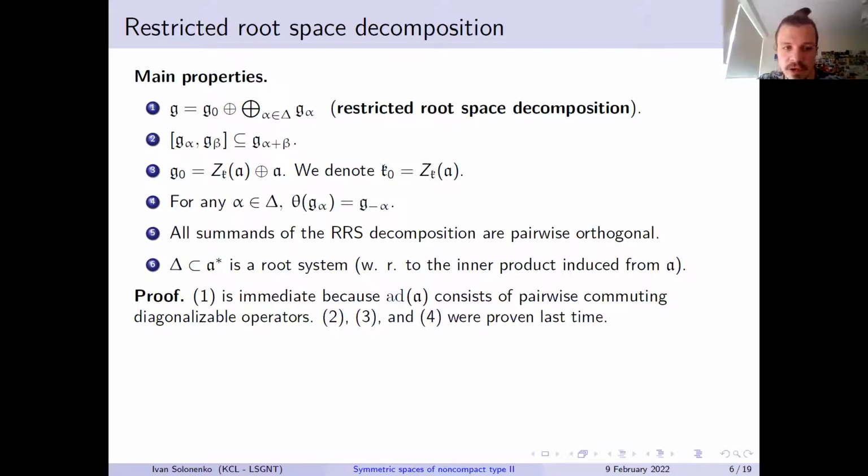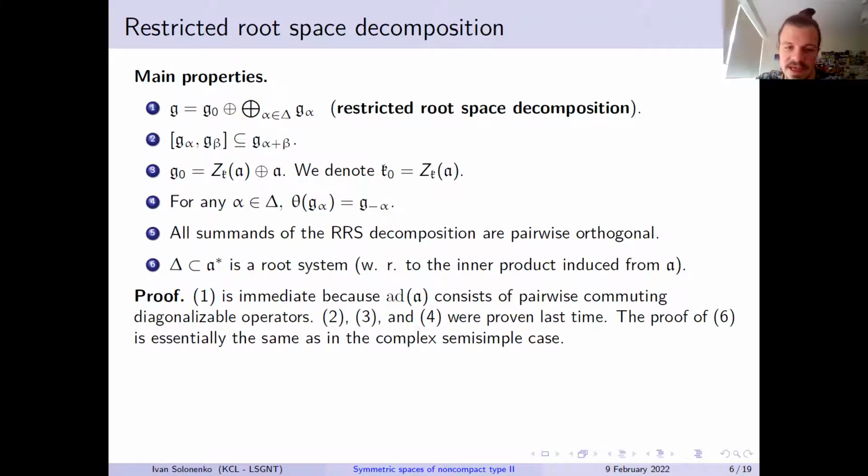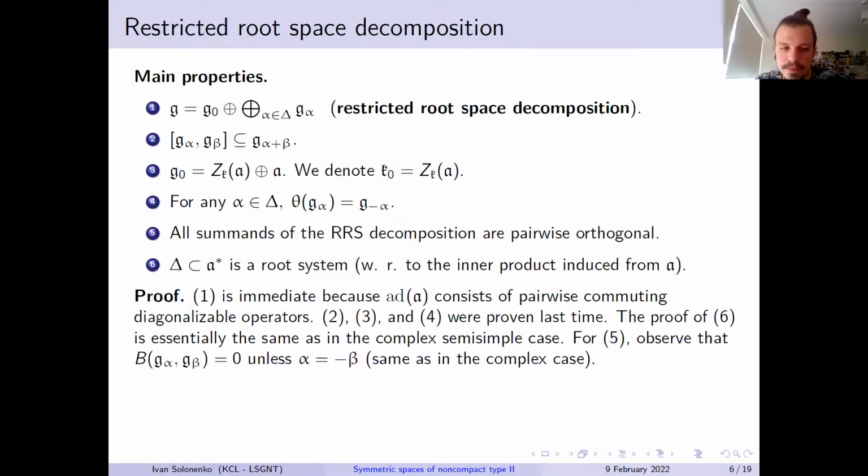2, 3, and 4 were proven last time. The proof of 6 is essentially the same as in the complex semisimple case. I'm not going to give it here, but it's literally identical. And for 5, again, as in the complex semisimple case, you can show that G alpha and G beta are orthogonal with respect to the Killing form B, unless alpha is just minus beta.